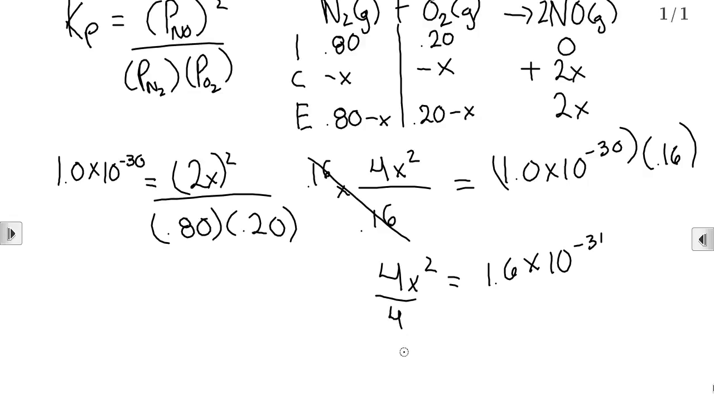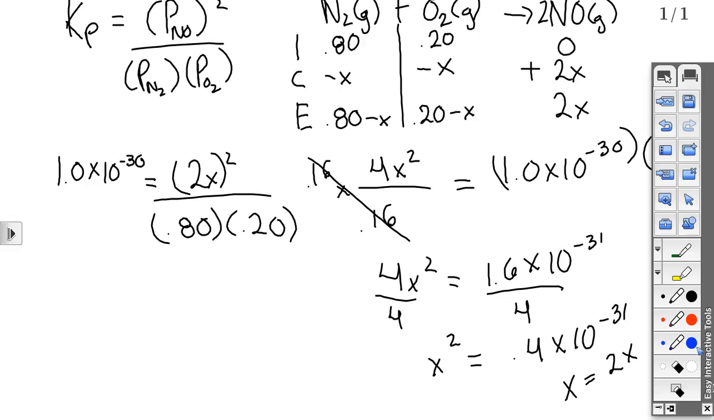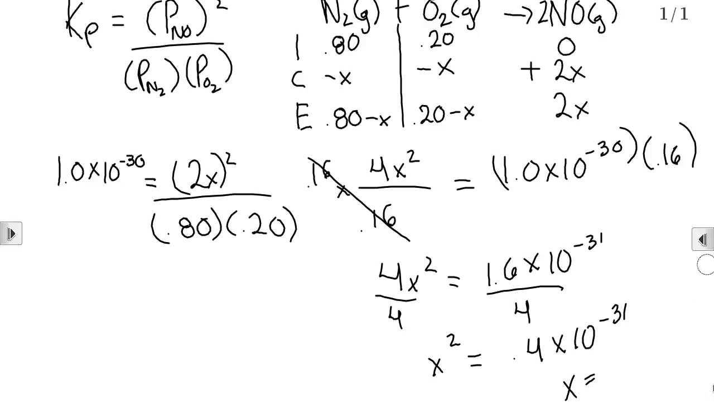But then you divide both sides by 4. And so this exponent is 10 to the 0. And so it's going to be 0.4 times 10 to the negative 31st, which is equal to x squared. And taking the square root, we have x equals 2 times 10 to the negative 16. And it's 2.0. I tried not to run out of room today. I did a little bit better. I'm trying.